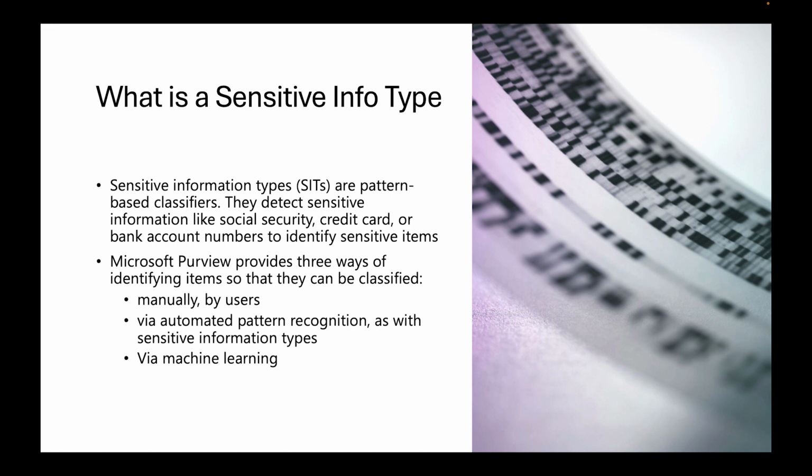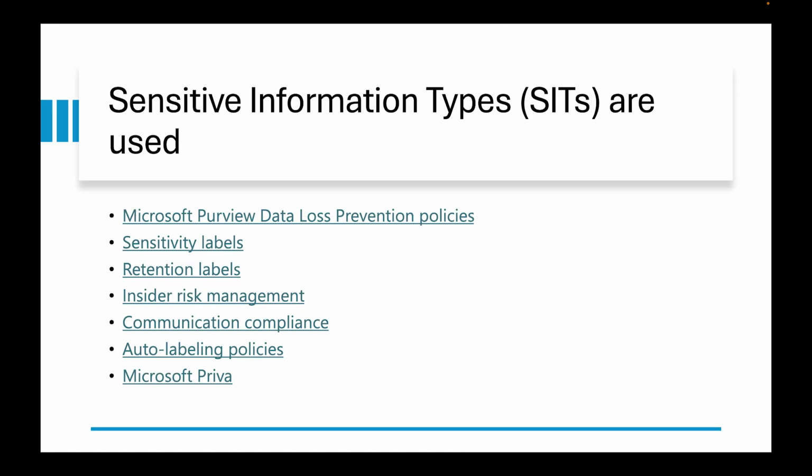Within Microsoft Purview, they provide you three ways of identifying items so that they can be classified. So you have your manual by users. You also have via automated pattern recognition, as with sensitive information types. Then you also have via machine learning as well. Sensitive information types can be used in Microsoft Purview for data loss prevention policies, sensitivity labels, retention labels, insider risk management, communication compliance, auto-labeling policies, and Microsoft Priva.